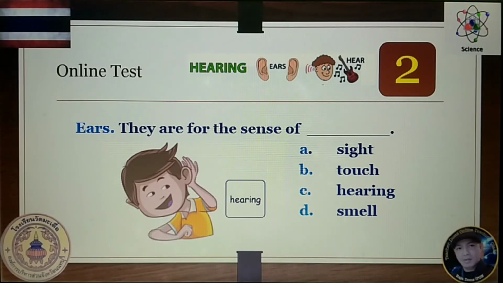Online test 2. Ears, they are for the sense of A, sight, B, touch, C, hearing, D, smell.